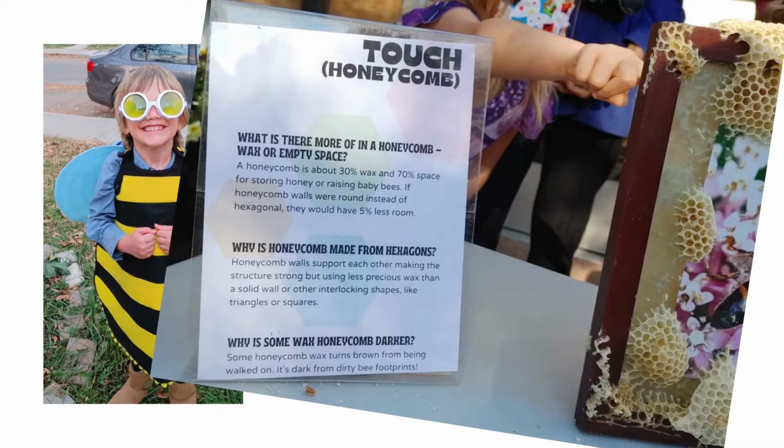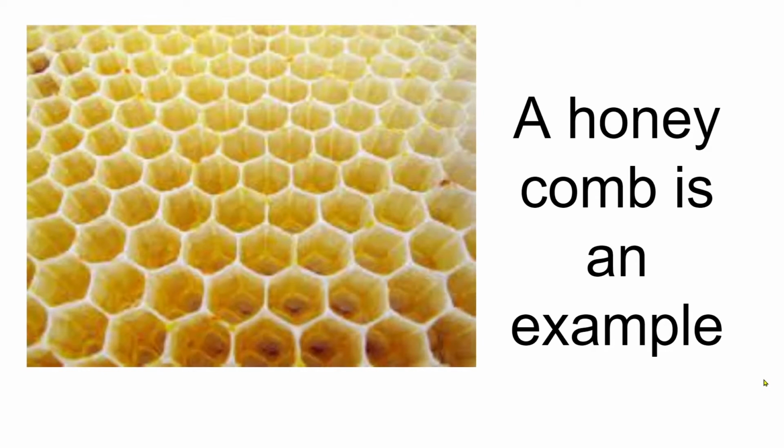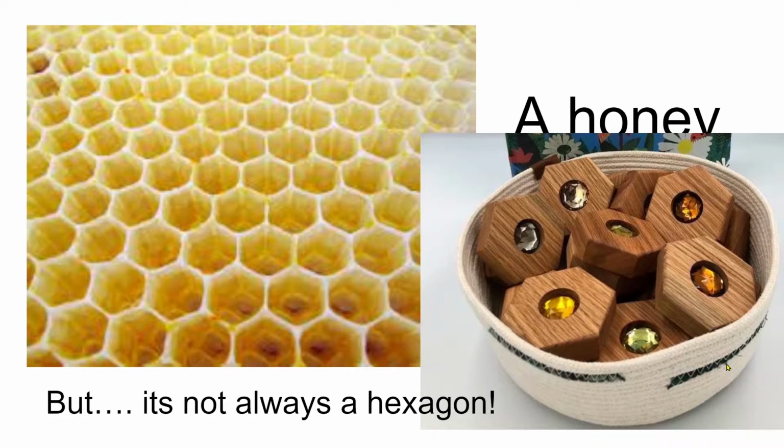Another reason that honeycomb is a hexagon shape is that it uses less wax than a solid wall or other type of interlocking shape like a triangle or a square. Those are smart bees. They use the Voronoi pattern, which is more efficient and makes more room for honey. But a honeycomb is only one example of a Voronoi pattern, and they are not always hexagon.